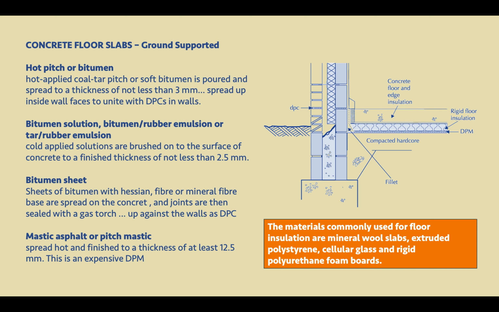Other materials used for damp-proofing include hot pitch or bitumen solutions such as rubber emulsion or tar, as well as bitumen sheets. In addition to this, mastic asphalt or pitch mastic is also used.